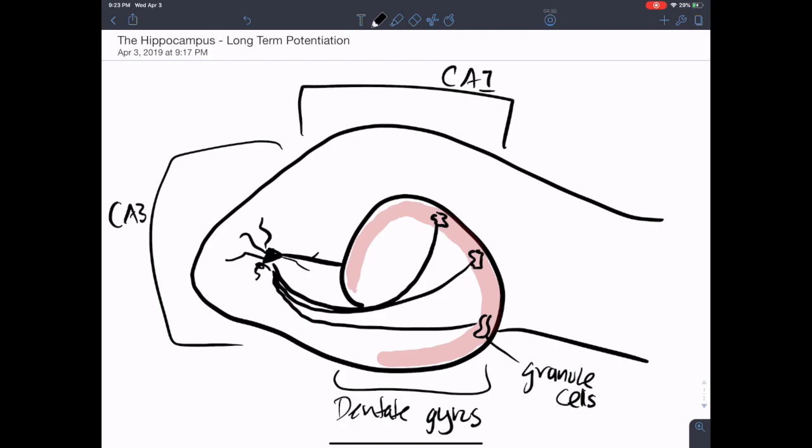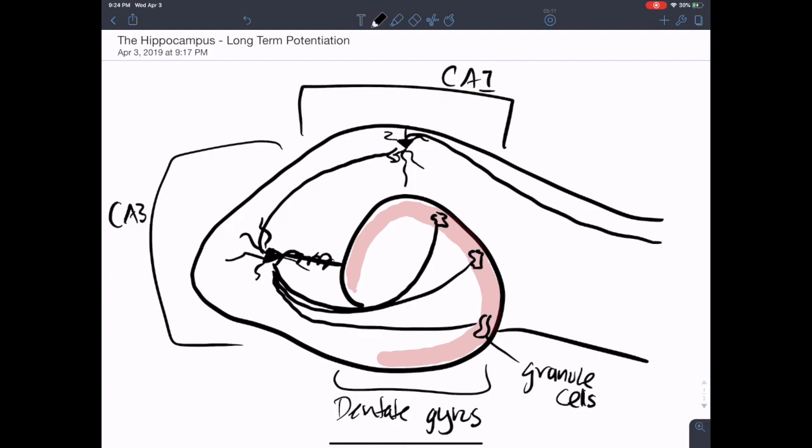Actually, I drew that wrong. This part is actually going to be the dendrites. So they interact with the dendrites, and then the axons of the CA3 neurons are going to project to the CA1 neurons. So here's their little triangular shape, and then there's their axon. And then these are going to leave the hippocampus.